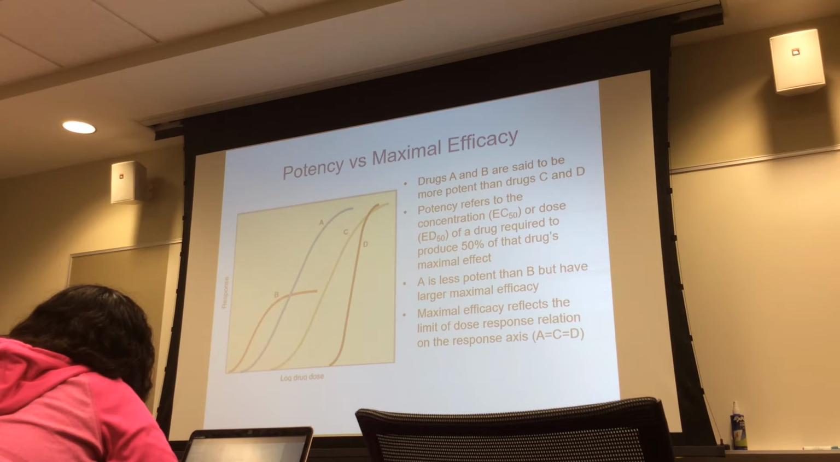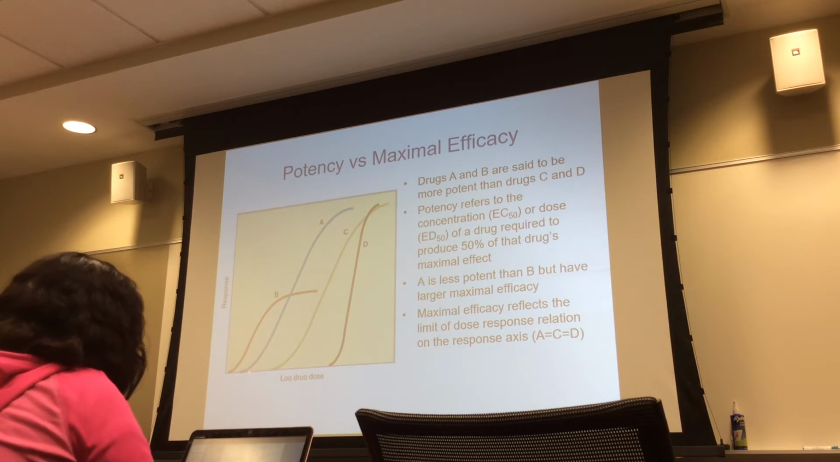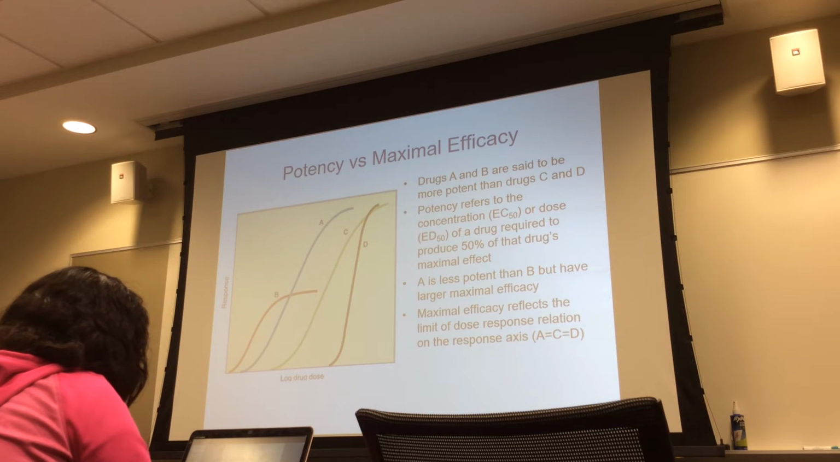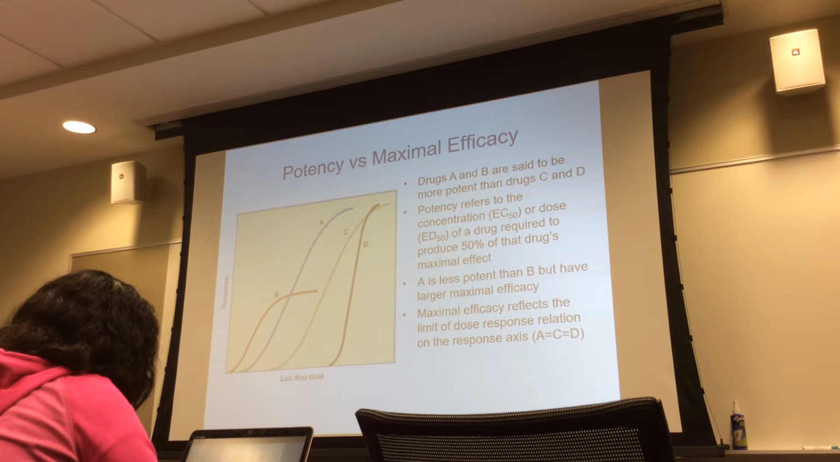If I'm looking at the effective concentration 50, 50% of this effect is here, right? This part, for B. For A, 50% is here. So it's a higher dose. When you need a higher dose, you're less potent to achieve 50%. But both drugs, A and B, are more potent than C and D. That's safe to assume.